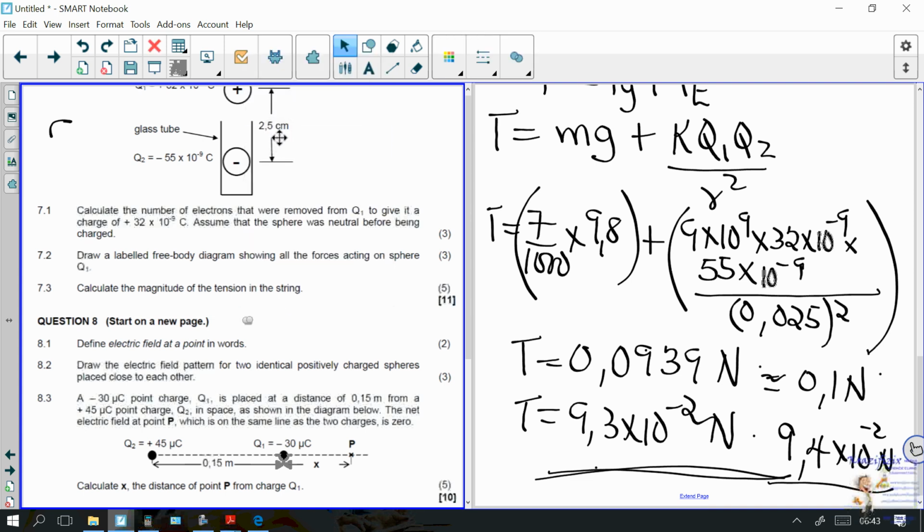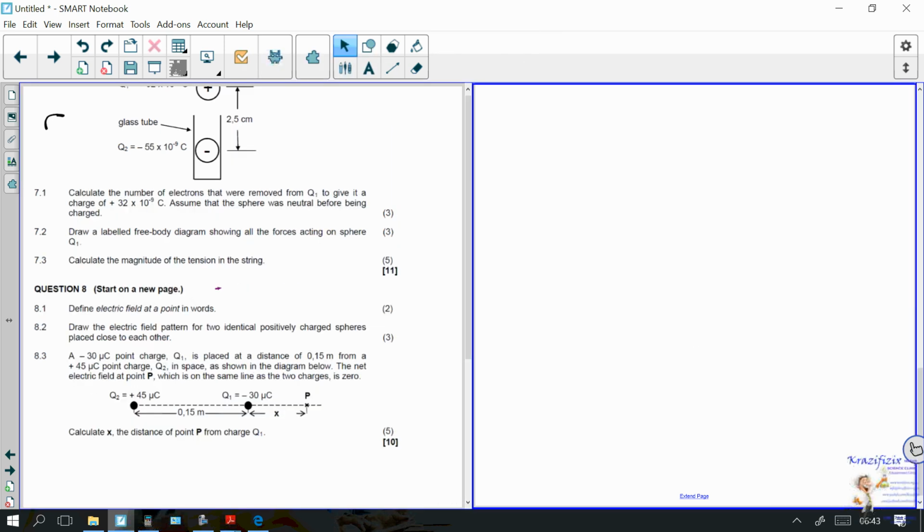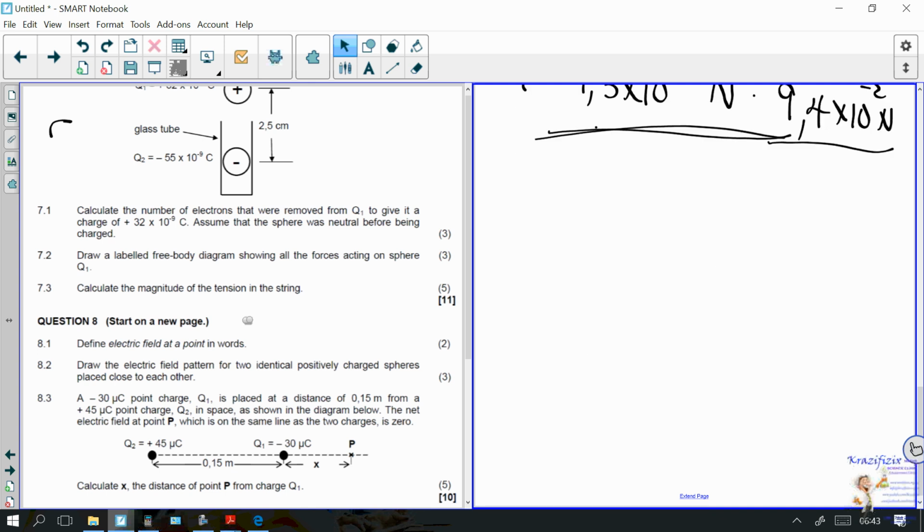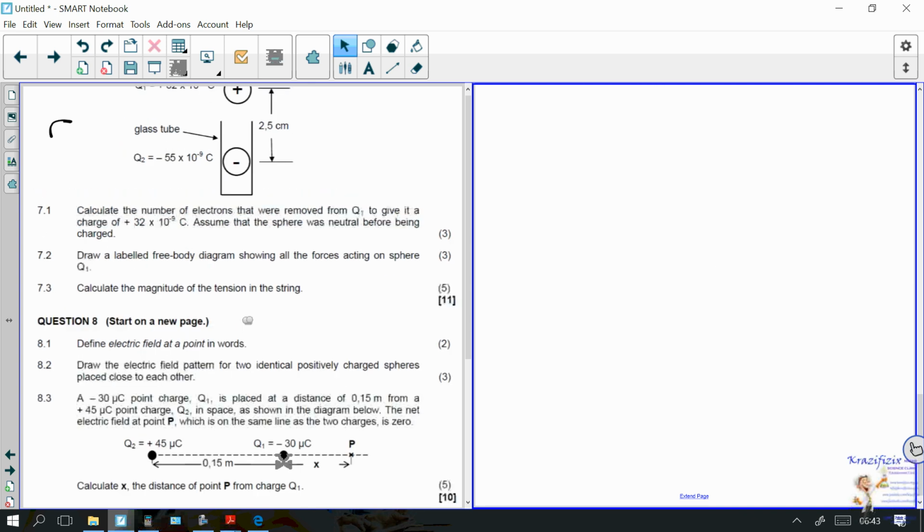Define electric field at a point in words. Now, I'm going to skip that question because we answered it a while ago. Draw the electric field pattern for two identical positive charged spheres placed close to each other. Remember that if they are positive, they are going to repel each other, and they are identical. So try to make the number of arrows the same, all right?